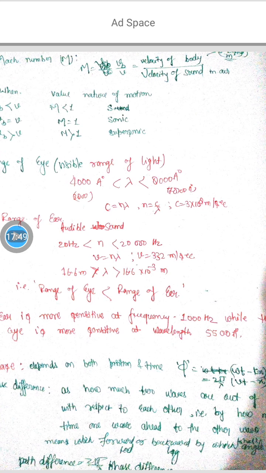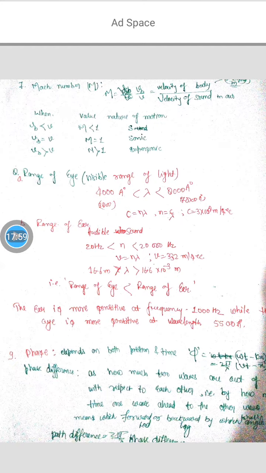Which color has a wavelength of 5500 angstrom? That is yellow. Remember that. These questions come mostly in competitive exams, understood?